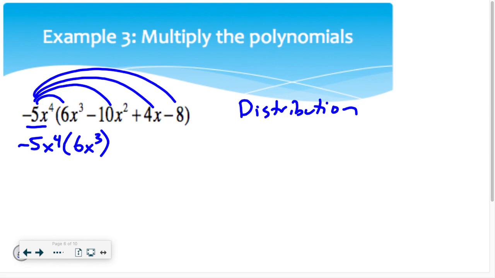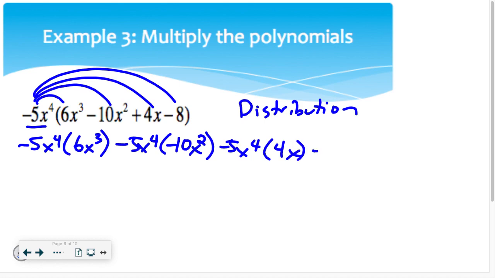Then we're going to have a negative 5x to the fourth multiplied by a negative 10x squared. And then a negative 5x to the fourth multiplied by a positive 4x. And a negative 5x to the fourth multiplied by a negative 8. Every single term on the inside of parentheses gets multiplied by the same value.